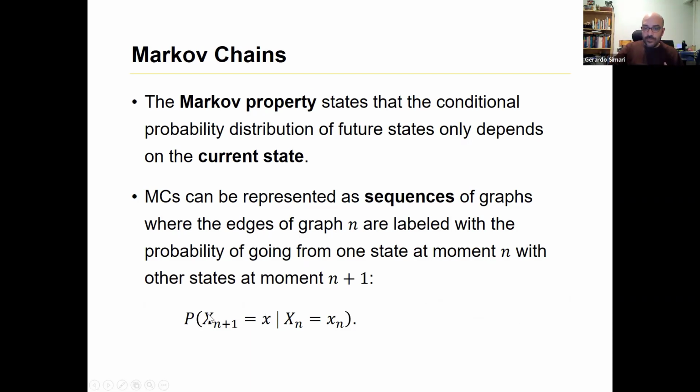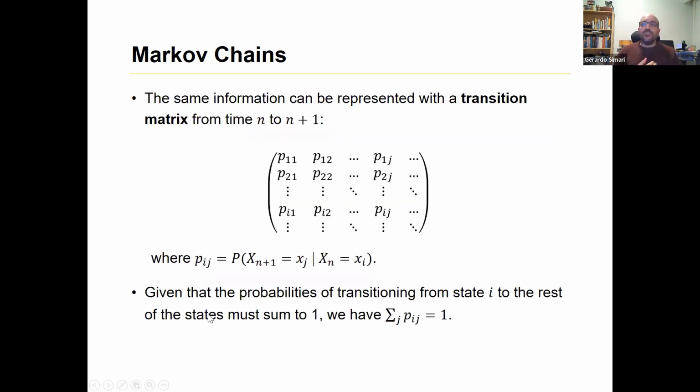So the one that we just saw. Or it can also be represented with what's called the transition matrix of the form that is shown here from time n to time n plus 1. Right? So where you have each of these elements in the matrix is just encoding these conditional probabilities. We'll see an example, a very simple example soon. And given that the probabilities must sum to 1 of transitioning from state I to the rest of the states, we have that the sum of different rows has to be 1.